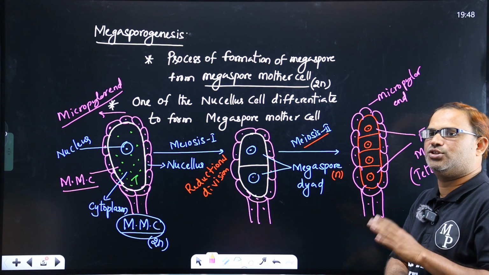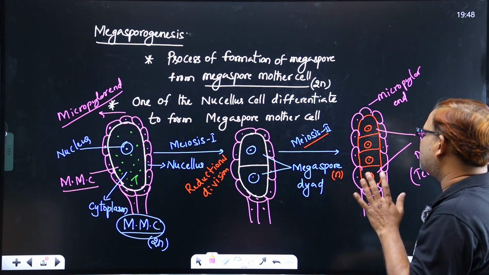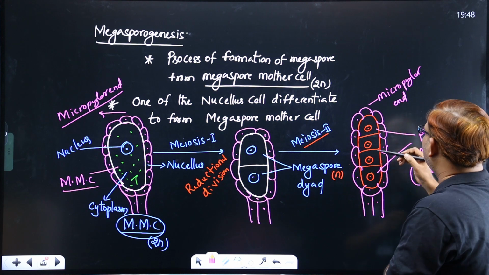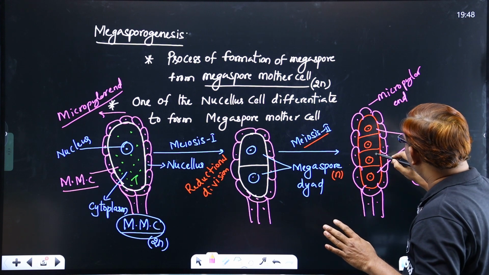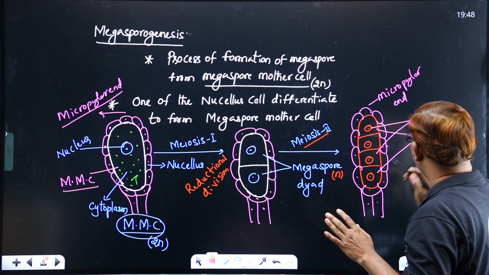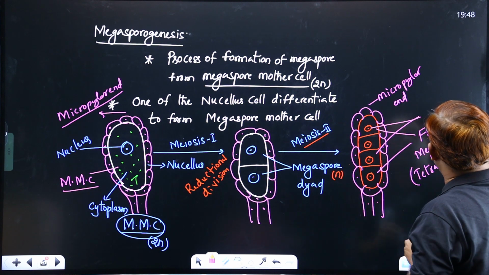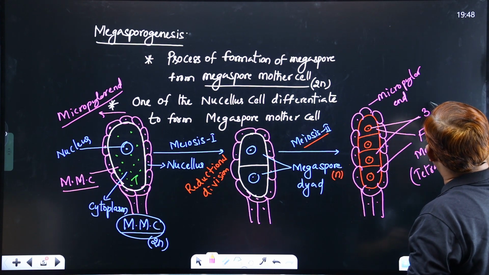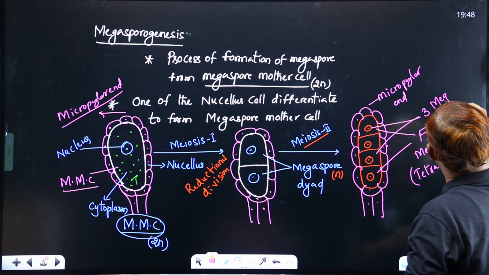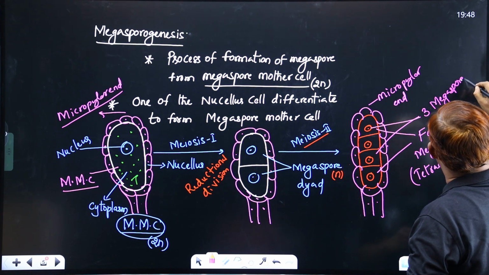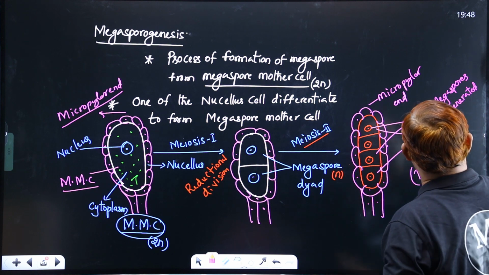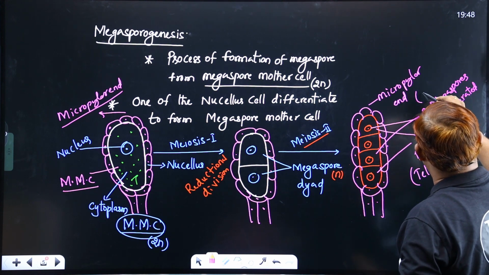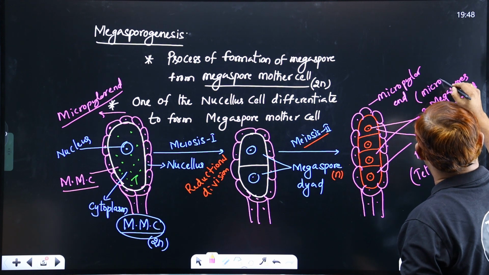In most angiosperms, very, very important, out of 4 towards the micropylar side, 3 megaspores, not microspores, are degenerated. How many megaspores are degenerated? 3 megaspores are degenerated. Towards which side are they present? Towards the micropylar side only.